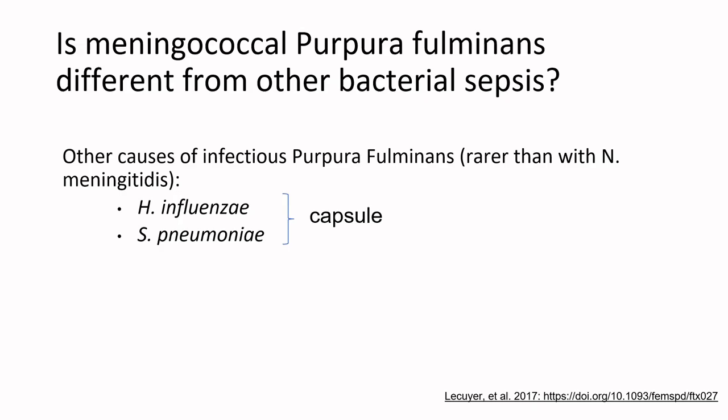So we can say maybe what makes all three of them different from, let's say, other non-encapsulated bacteria in the bloodstream is, okay, they can grow to high numbers, and maybe that's why they're causing more of this sepsis symptom of the purpura fulminans. Still doesn't answer, of course, how Neisseria meningitidis is now different from those other two, which cause this purpura fulminans much less often.